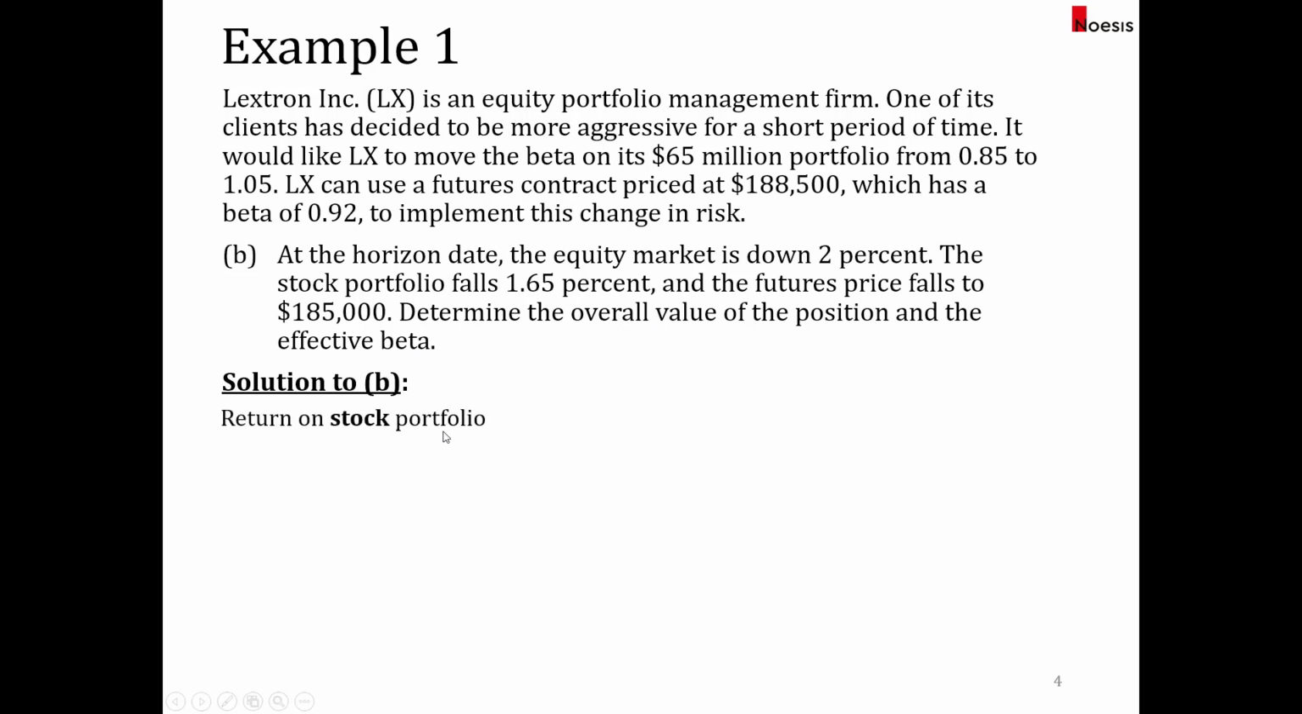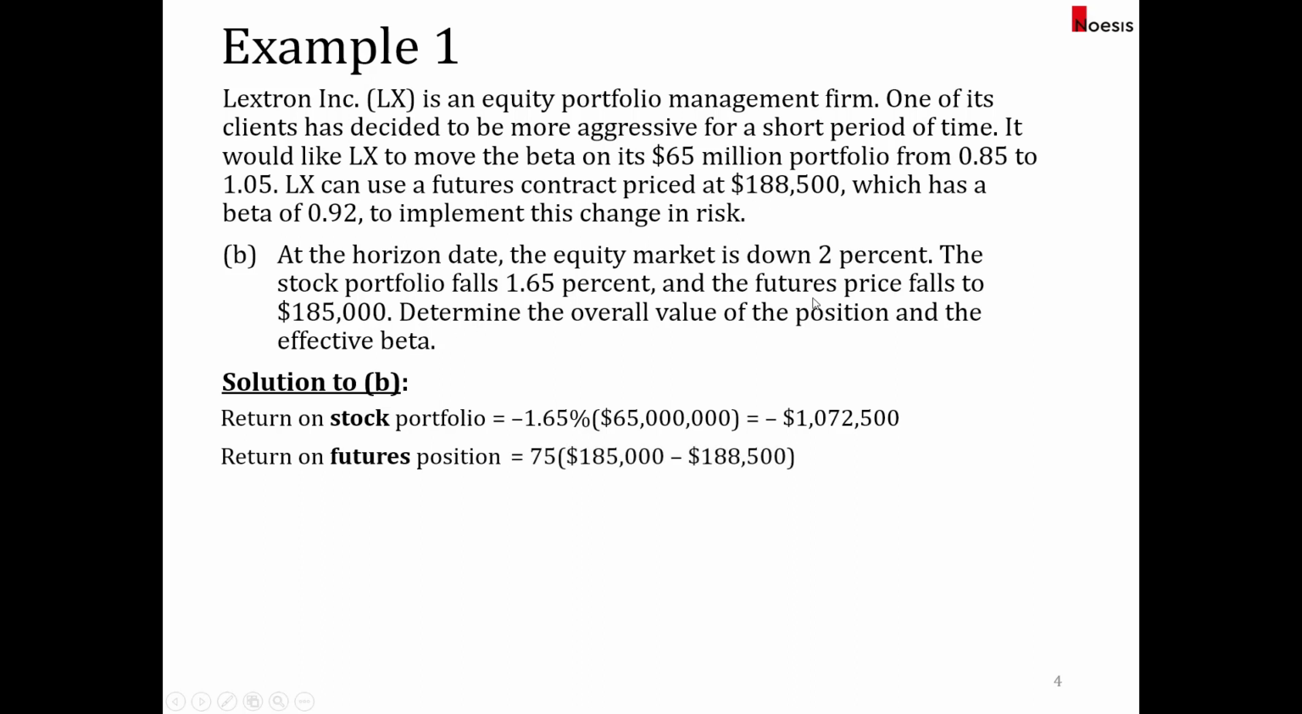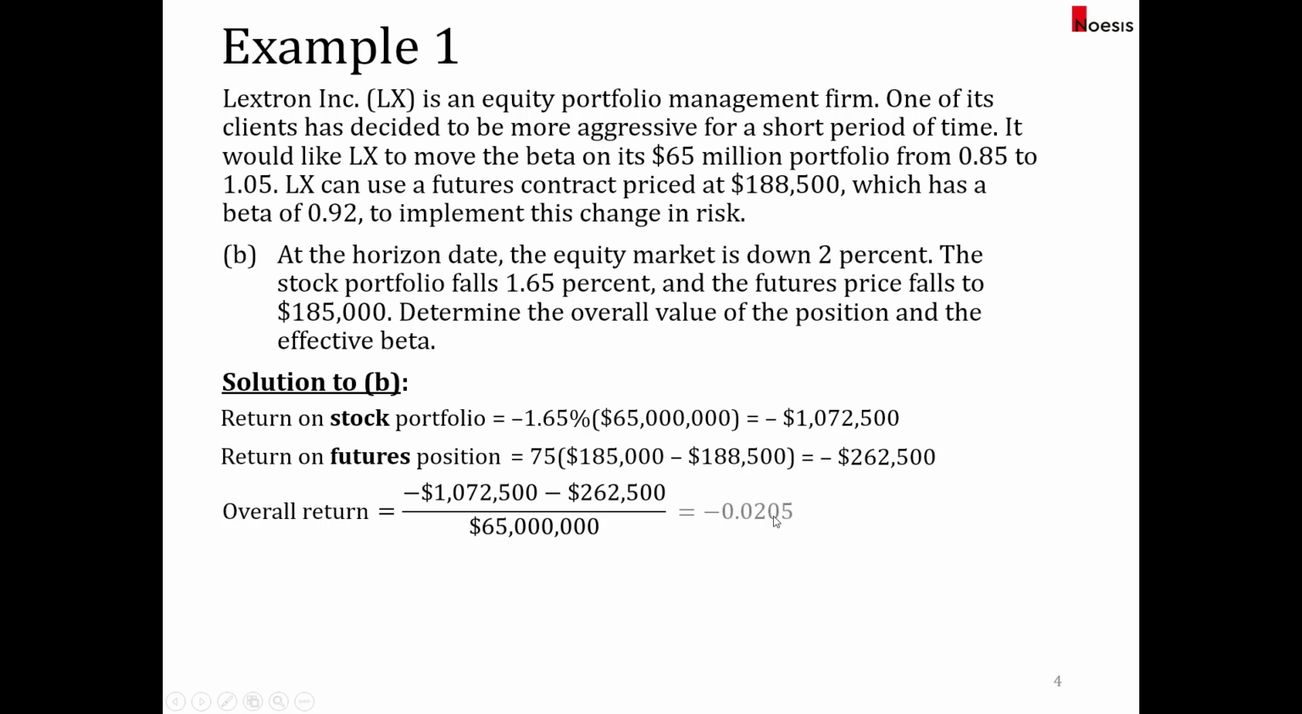The return on the stock portfolio is a loss of 1.65% on the $65 million. So that's a loss of $1.0725 million. And the return on the futures position will be 75 contracts multiplied by the change in the futures price, which is a loss since the price dropped. So the loss is also $262,500. The total return would be the change in the stock portfolio plus the change in the futures position, divided by the initial equity value. That gives us a loss of 2.05%.